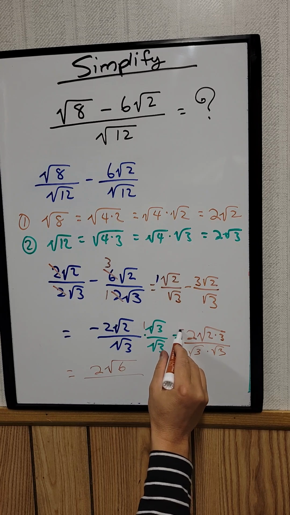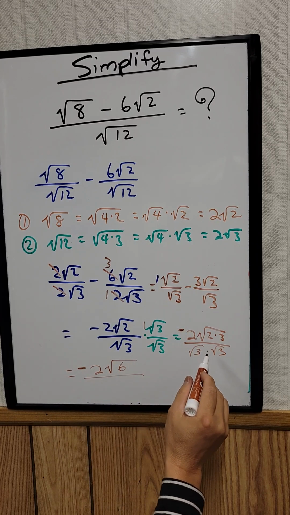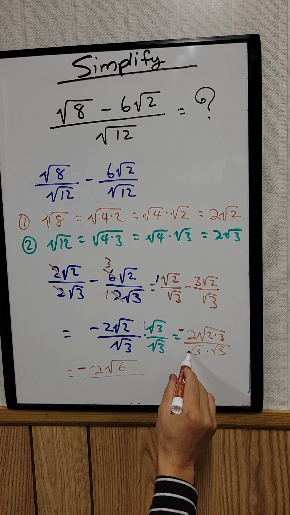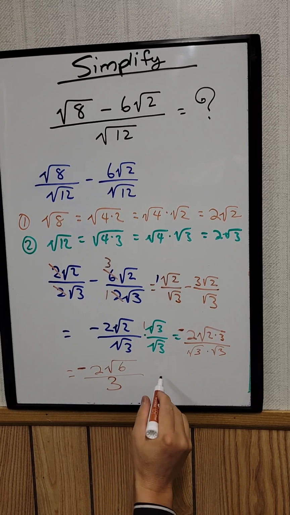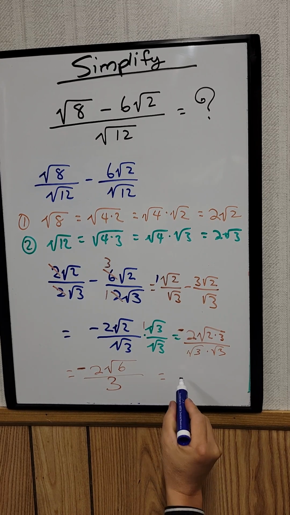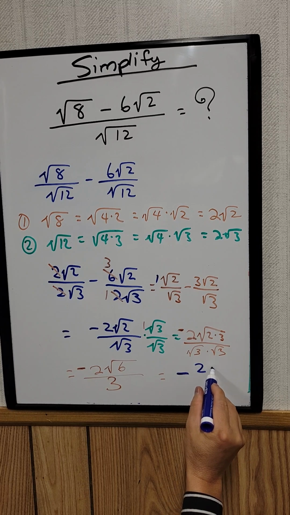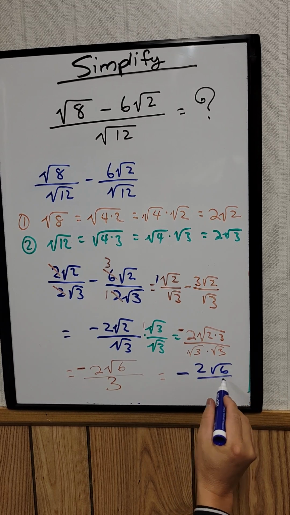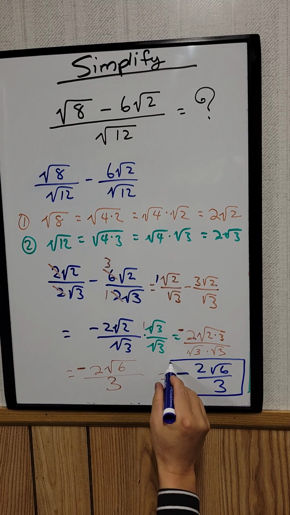Yeah, don't forget the negative. So bring the negative here, and then the square root of 3 times the square root of 3 is just equal to 3. So your answer would be, right here, negative 2 times the square root of 6 divided by 3. That's the answer. I mean, that's the simplified answer right here.